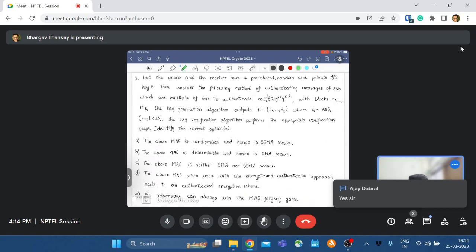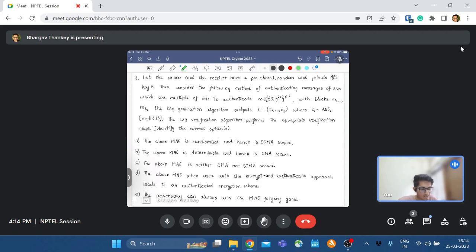Problem 3 is: let the sender and the receiver have a pre-shared random and private AES key K. Then consider the following method of authenticating messages of size which are a multiple of 64. So we can think of our message as being divided into multiple blocks, and the length of each block is 64 bits.